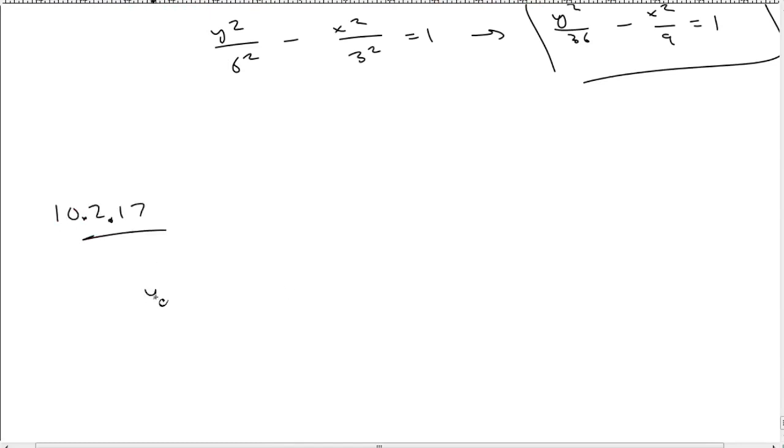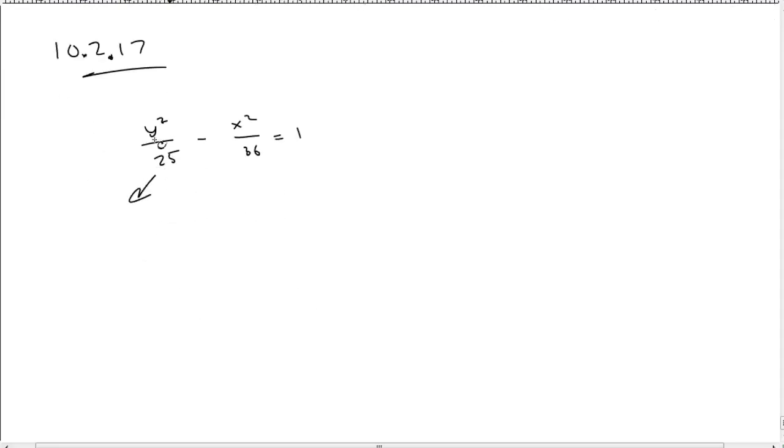So here we go. I got y squared over 25 minus x squared over 36 is equal to 1. Again, it looks smaller, but it actually is bigger. It's positive. So I got a y major of 5. I got an x minor of 6. And they want to know, find the asymptotes.